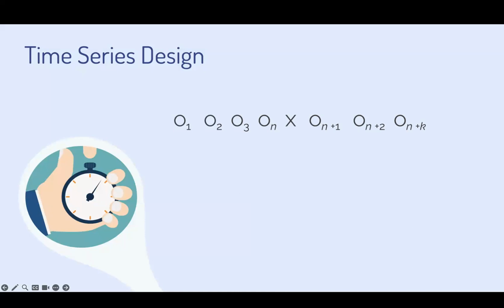These multiple pre-intervention observations are crucial because they provide us a baseline trend of the variable under study. And following the application of X, the design calls for further observations, ON+1 through ON+K. So these subsequent data allow us to monitor the changes post-intervention and discern any deviation from the baseline data that may indicate the intervention's impact.